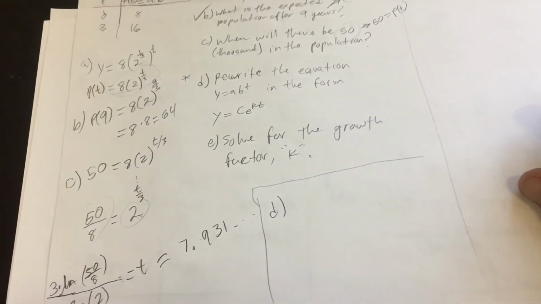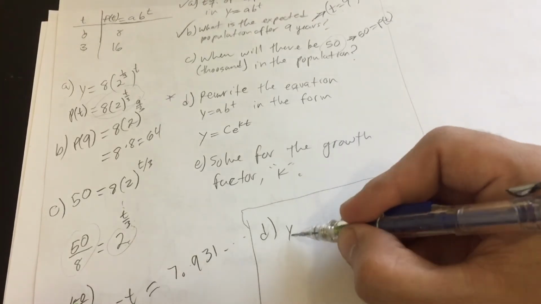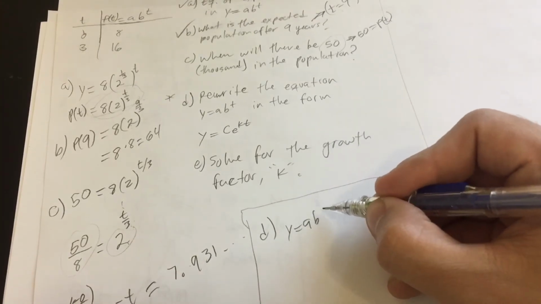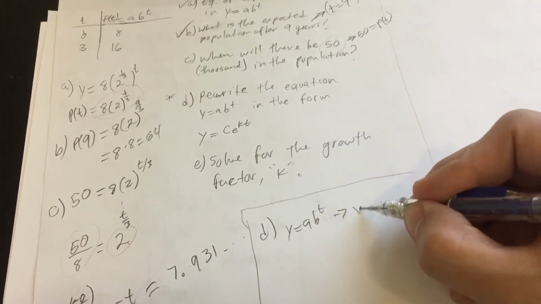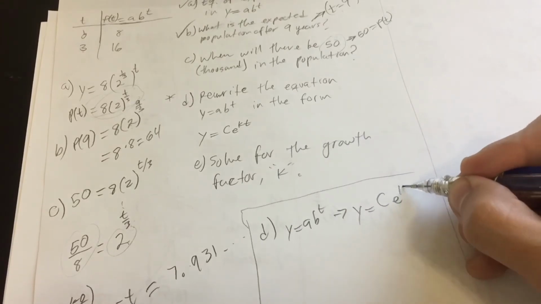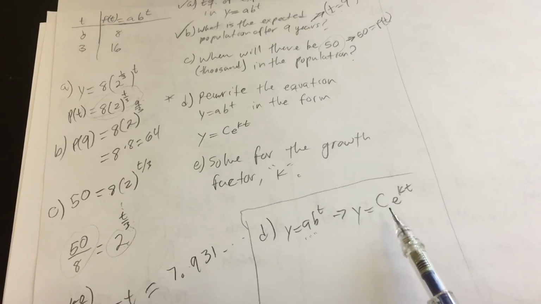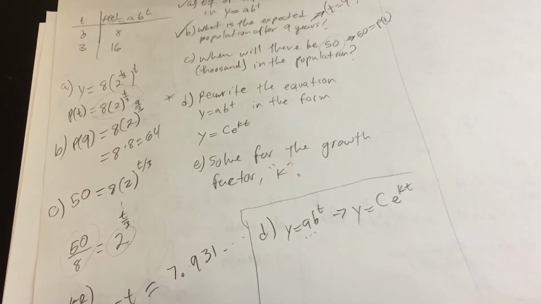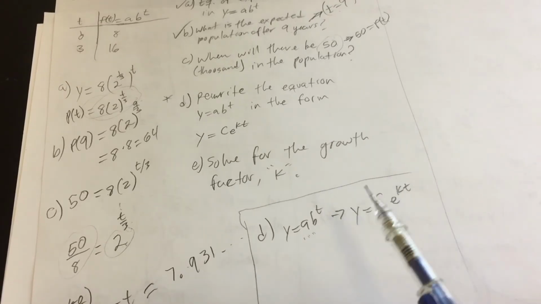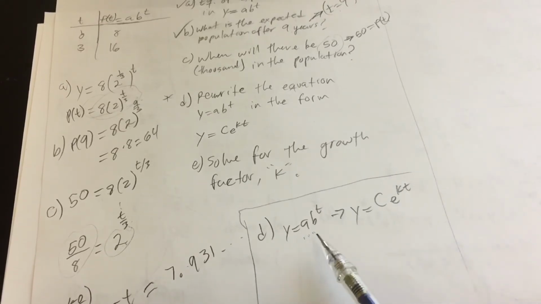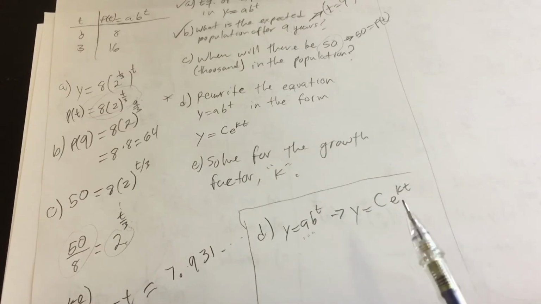Alright, letter D is asking that we convert a times b to the t into y equals c times e to the kt. This is the pre-calculus way I've shown you today. This is the calculus way that most courses use in AB and BC. But I'm still going to show you how to go from here to here using only pre-calculus ideas.